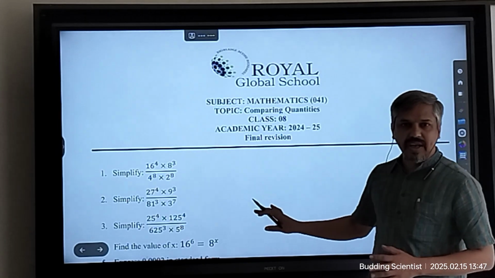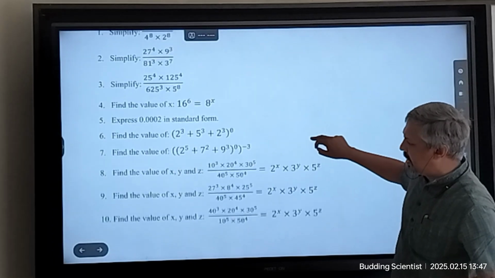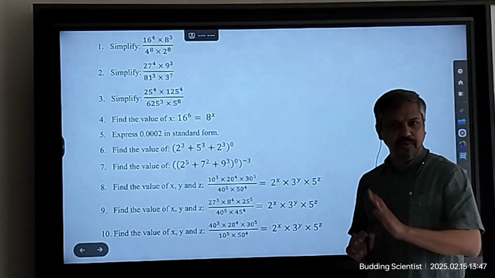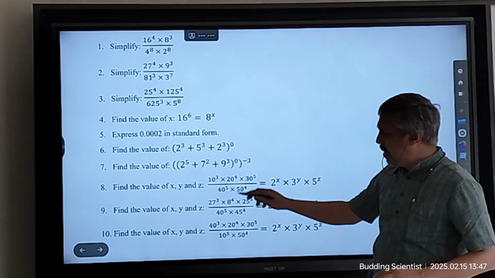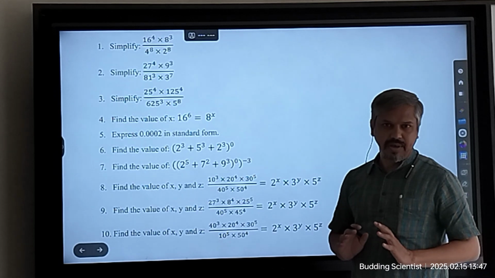I made this file. This is a file with 10 questions. It's a worksheet that I've generated. There are 10 questions for one chapter. I'm going to make a 10 question worksheet for every chapter, and we'll solve these 10 questions together, and that will be our revision for the entire chapter.